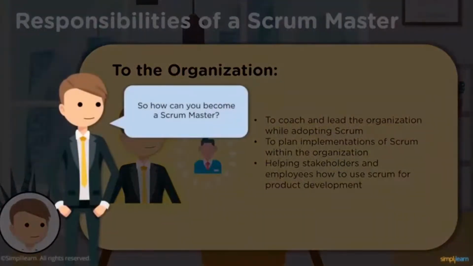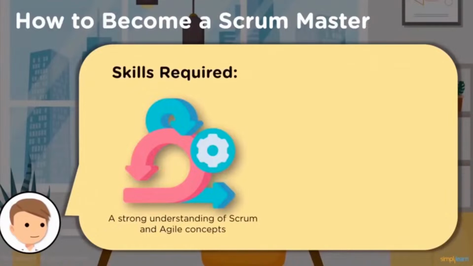Now, let's talk about how you can become a Scrum Master. First, you need to have a strong understanding of Scrum and Agile concepts. As a Scrum Master, you need to ensure that your team follows the principles of Agile and Scrum. You need to have a clear understanding of different teams and phases within Scrum to ensure you can understand and teach the usage of the framework to the organization properly.